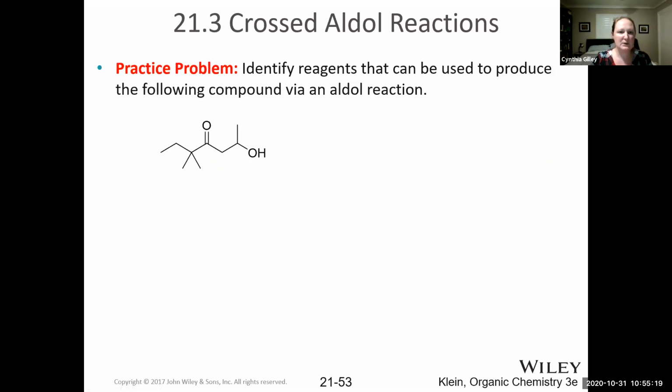All right, let's do a practice problem. This is a beta hydroxy keto product. So when you see that, you should be thinking, I can form that from an aldol reaction. And notice that does not look like it was a dimer. So we need to do a crossed aldol reaction to form this. So think about how you can successfully do a crossed aldol reaction to produce the following compound. Go ahead and pause.